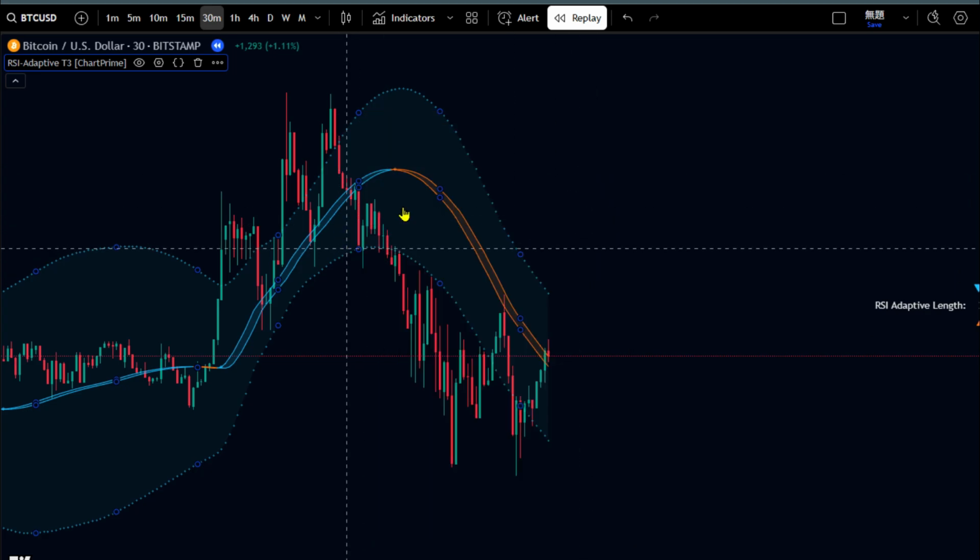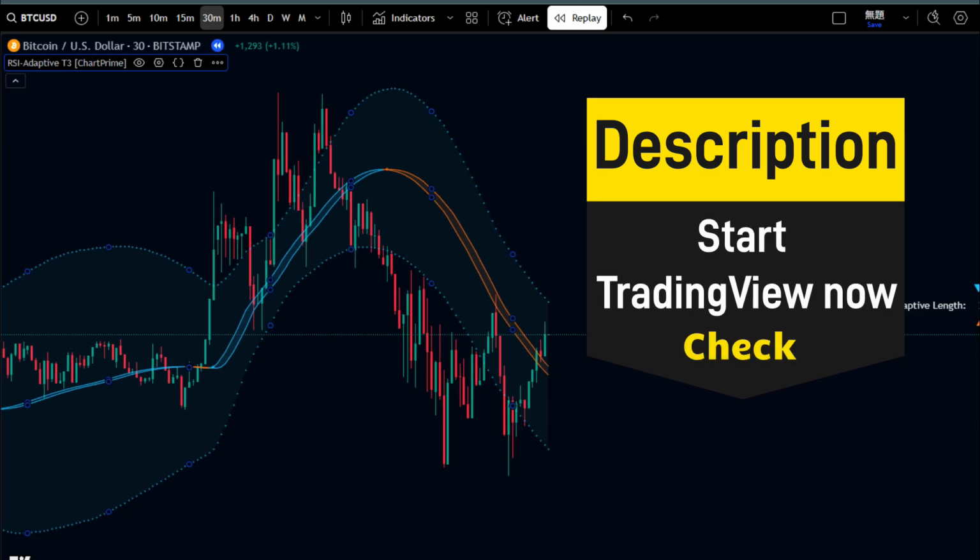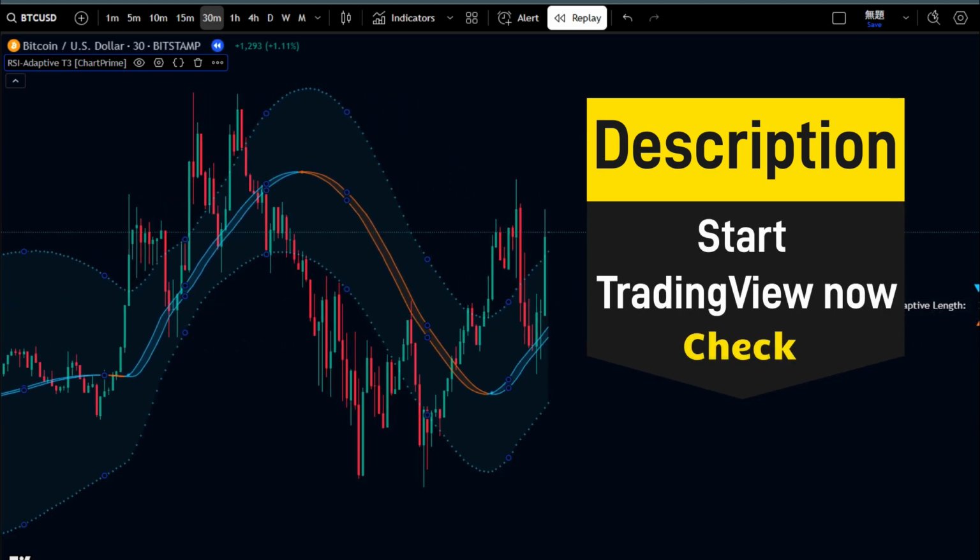The RSI Adaptive T3 is a next-gen indicator that unifies trend analysis with visualized volatility.